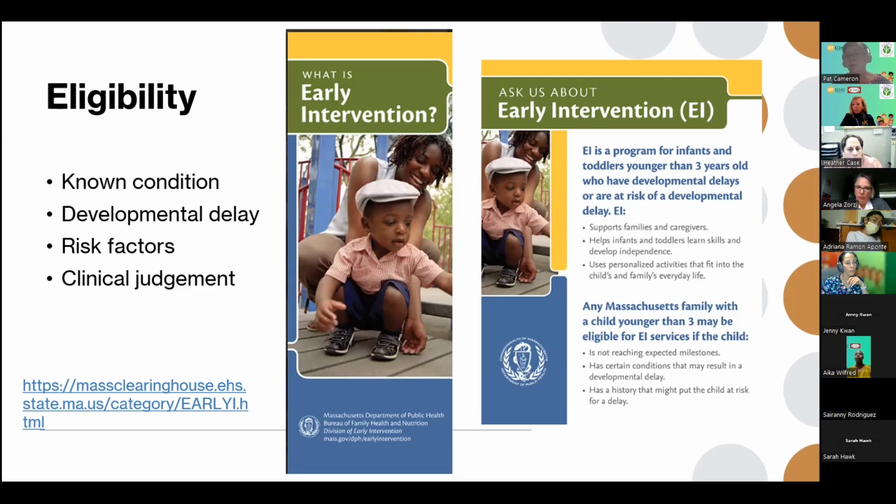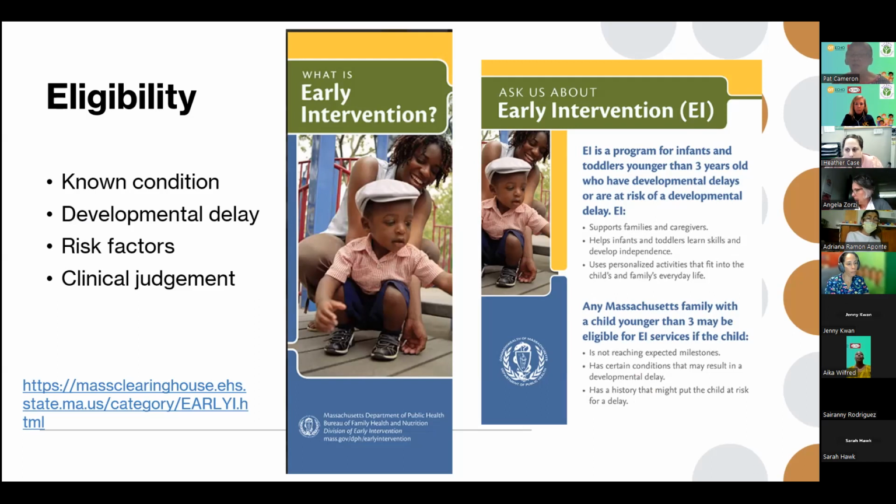A child can be eligible due to risk factors. The child is experiencing homelessness, and the family is experiencing homelessness. The child was premature, and it's unknown what the developmental needs of that child will be. That's a risk factor, and so they can be eligible based on that.